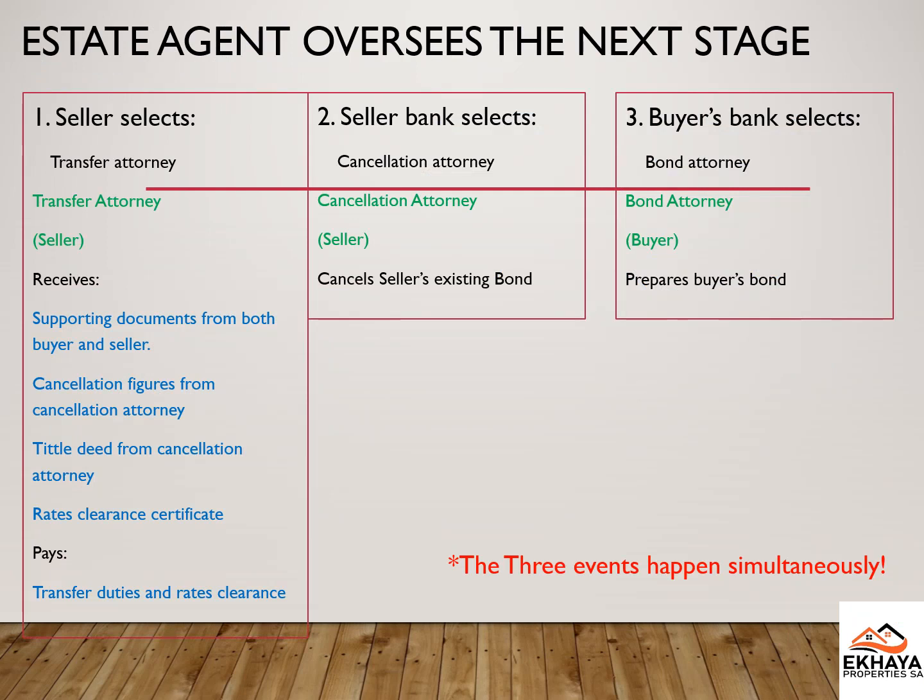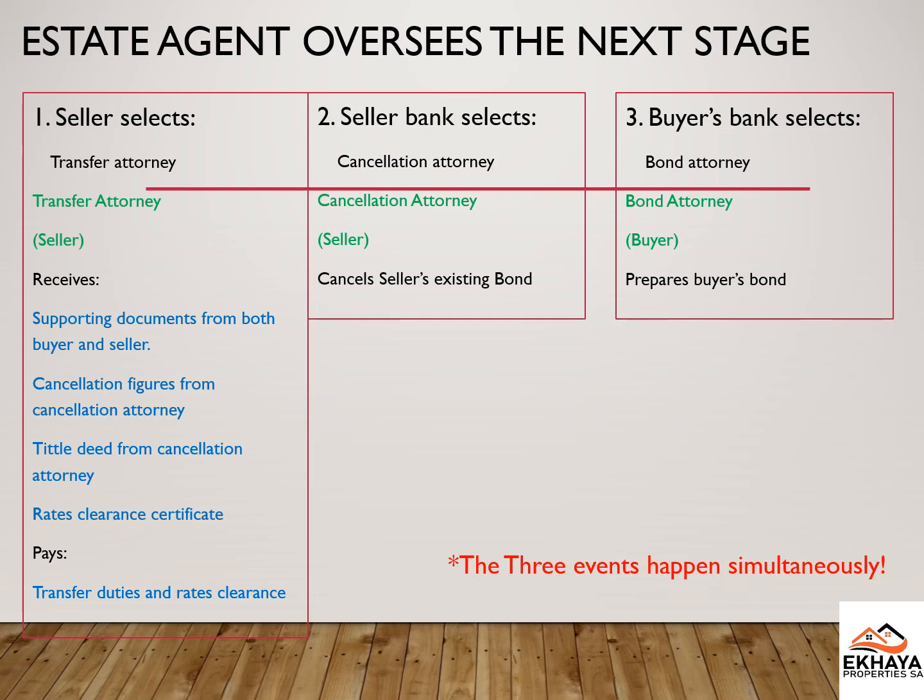The first one is the seller selecting the transferring attorney, who does the transferring of the property from the current owner to the new one. This transferring attorney will receive the transferring documents from both the seller and the buyer. He will also receive the cancellation figures from the cancelling attorney, who does the cancellation of the existing bond, and the title deed from the cancelling attorney as well. He also receives the rates clearance certificate from the municipality.